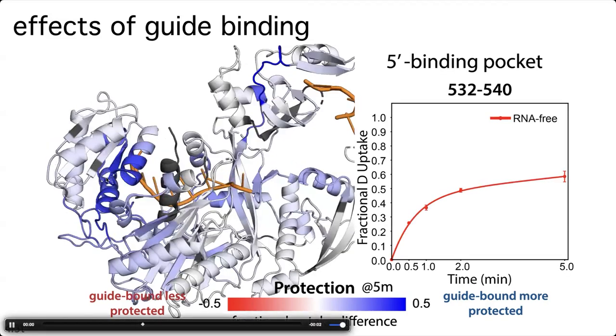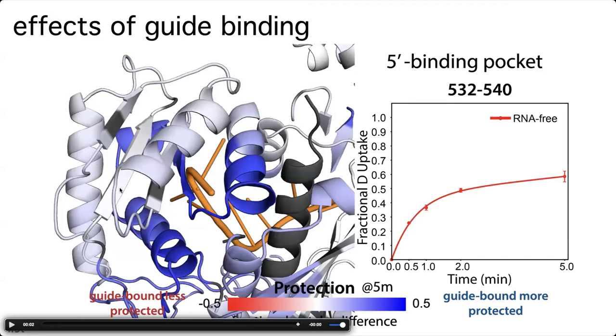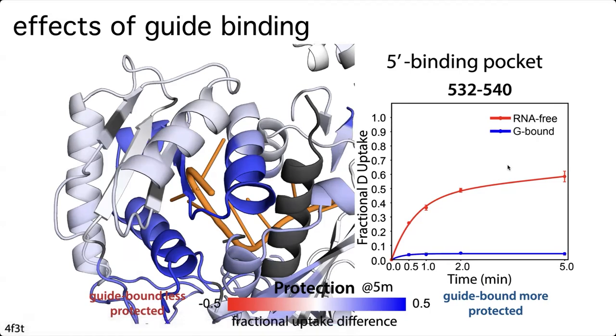One of these regions is the 5' binding pocket. So where argonaute holds onto the 5' end of that RNA guide, that microRNA or that small interfering RNA, that siRNA. You can see that it has a relatively high uptake with the RNA-free form. However, in the guide bound, it's almost completely protected from exchange. And this is because those hydrogens in the backbone, instead of being solvent accessible and freely exchanging, are probably going to be involved directly in binding to that RNA.